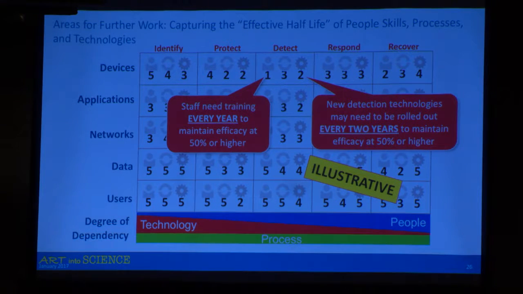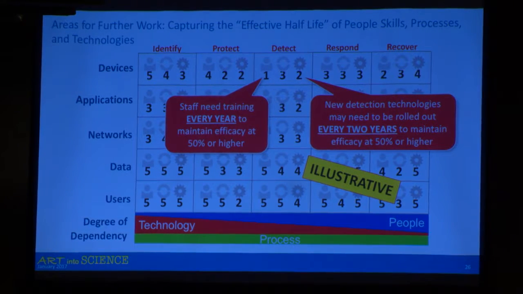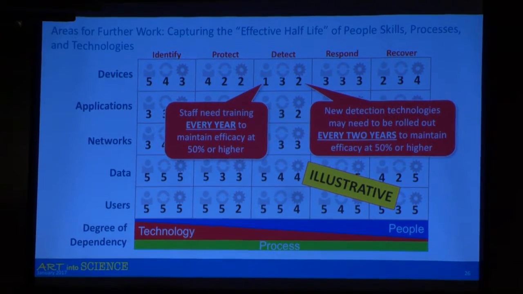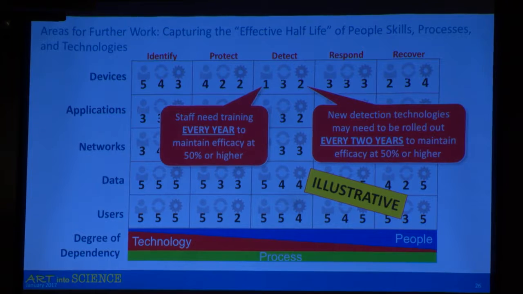But you see that big yellow box. It says illustrative, which means that I made my best guess at this. What we need is to be able to think about how we measure, how we capture the half-life of a given process or a given skill set or a given technology.